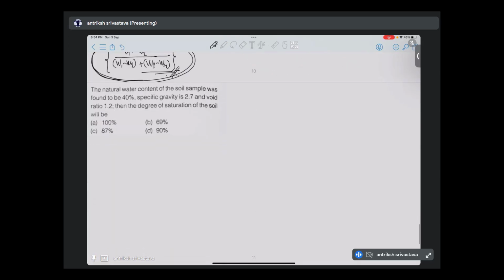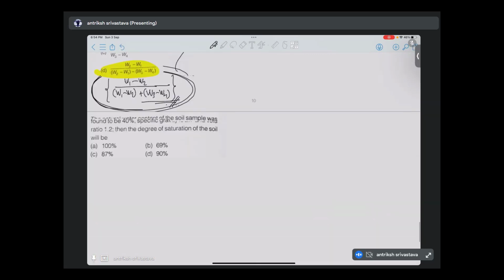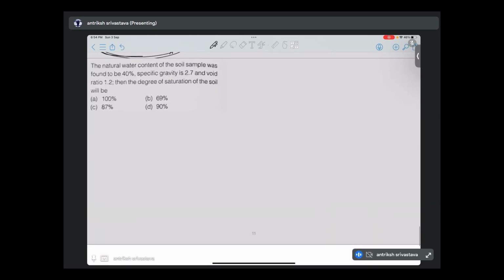Now we'll go to the last question for today. The natural water content of a soil sample was found to be 40%. Specific gravity is 2.7. Void ratio is 1.2. Then the degree of saturation is what?